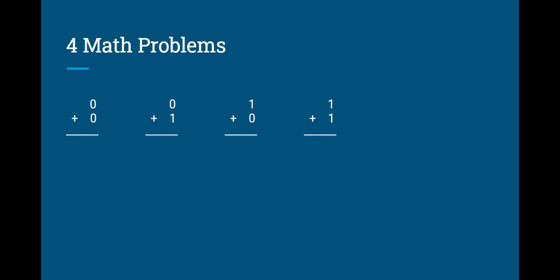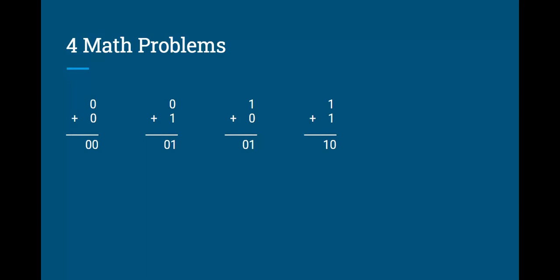So we have to deal with these 4 math problems. So 0 plus 0, pretty simple. It's going to be 0. 0 plus 1, also simple. Going to be 1. 1 plus 0, that's right, it's 1. And 1 plus 1 is going to be 2. No, there's no 2. Get out of here, 2. We know that the real answer is going to be 1, 0 because we are working in binary.